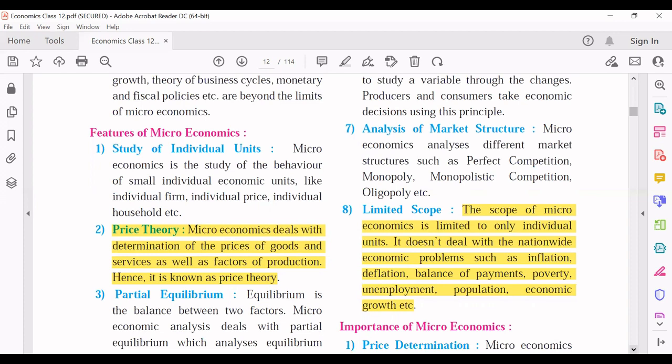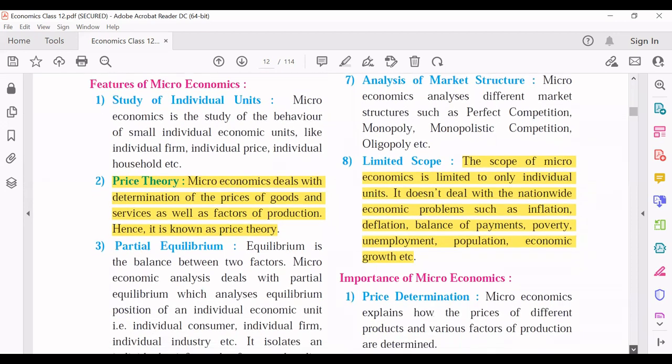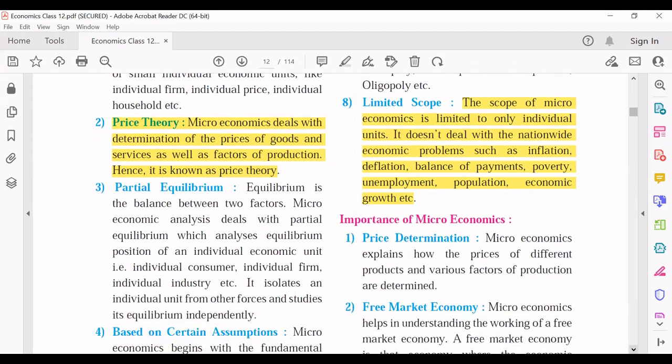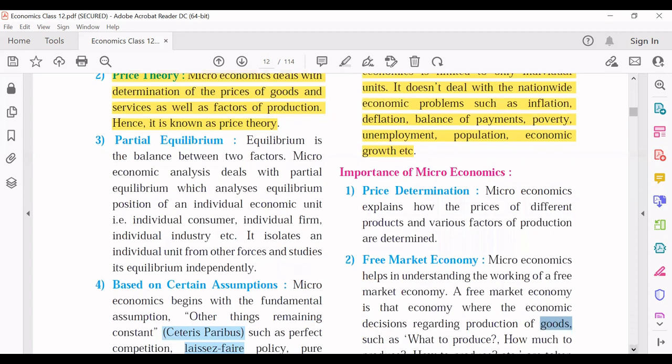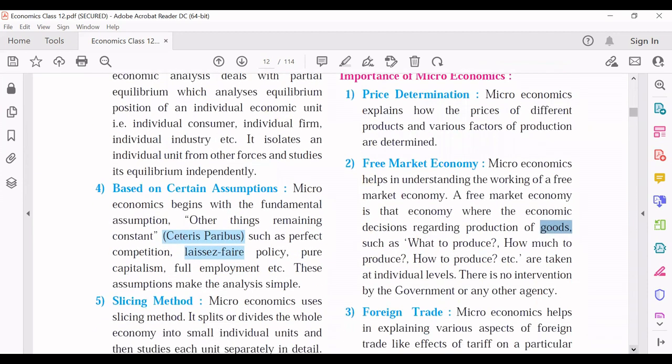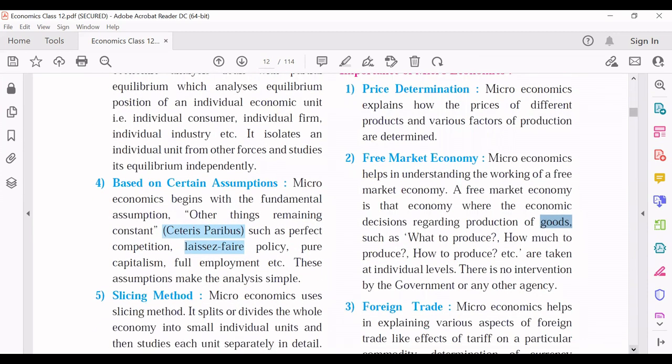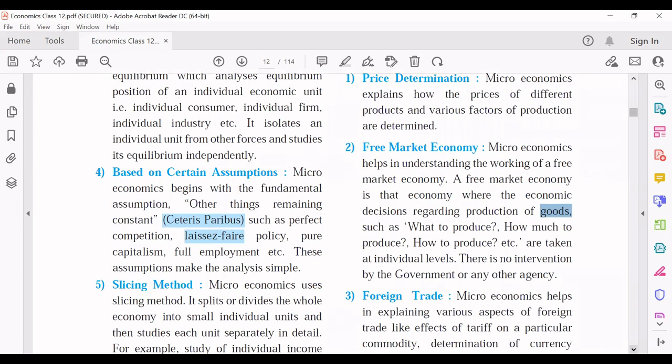These eight points are given in your textbook. If you study all the topics, the points are to be remembered, but even if you write six points along with examples, it would be a great help for your exam. Now, when we see the importance of microeconomics, we can see that there is price determination. For determining price, microeconomics is very useful, because I already told you that there are forces that play in the market which help us determine the price, and also various factors of production.